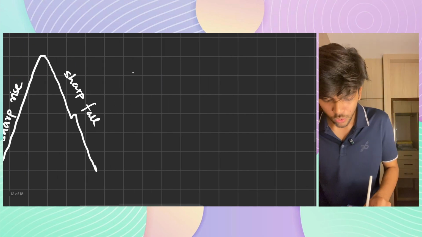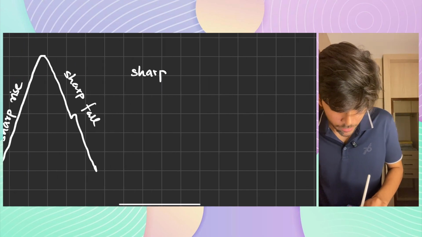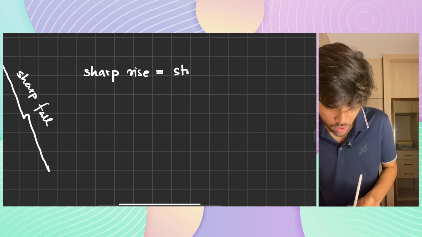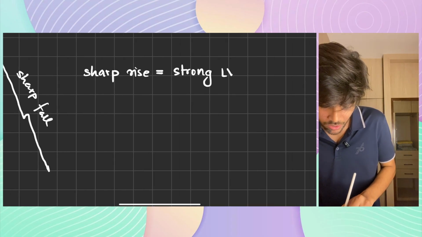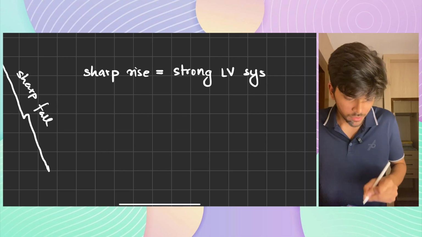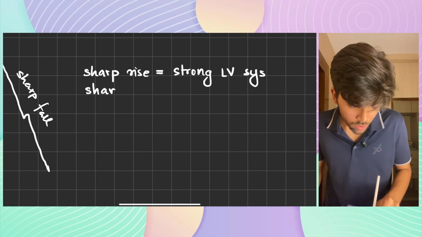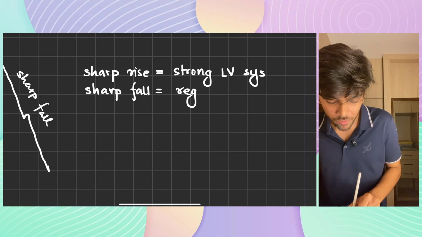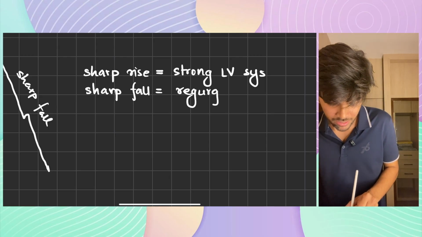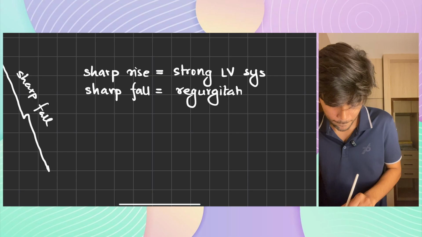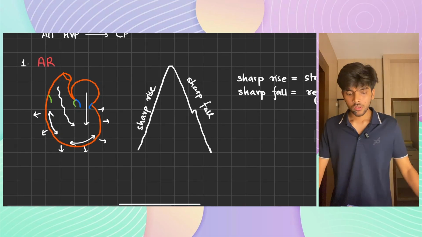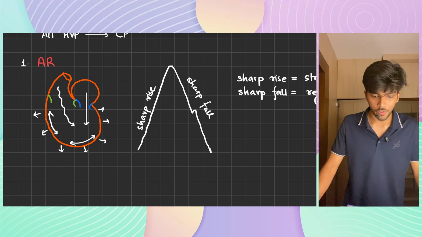Okay, so why is there a sharp rise? The sharp rise is as a result of strong left ventricular systole following the stretch. And why is there a sharp fall? The sharp fall is because of regurgitation of blood from the aorta to the left ventricle. Alright, so that's the pulse waveform.